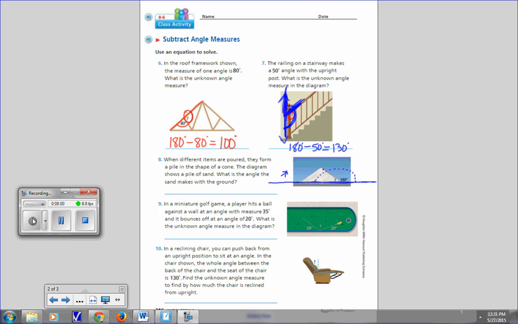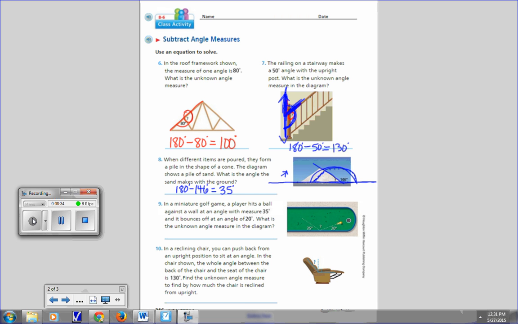Now, it's telling us that this angle right here is 146. If I want to know what this area right here is, I need to subtract 146 from this over 180. So 180 degrees, take away 146 degrees, will give me the pile that I have on the ground, which is 35 degrees.